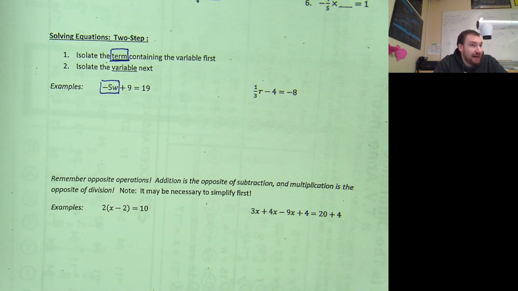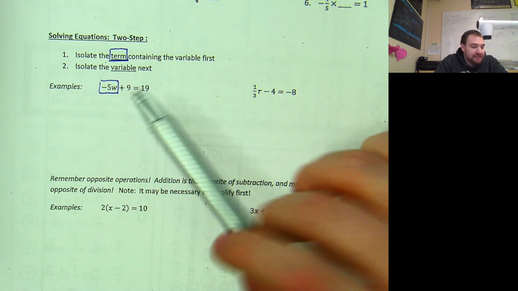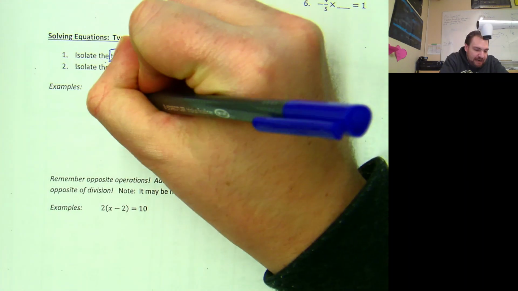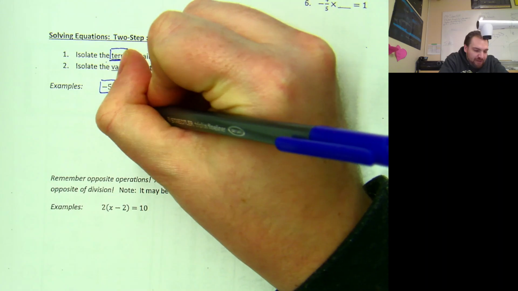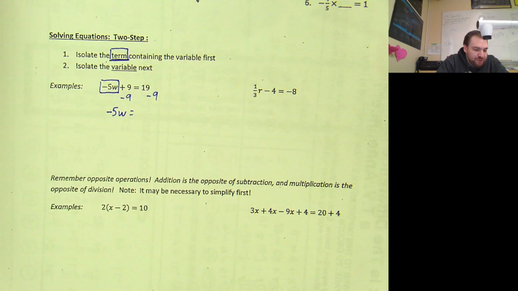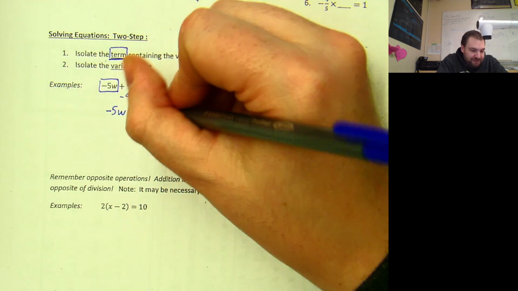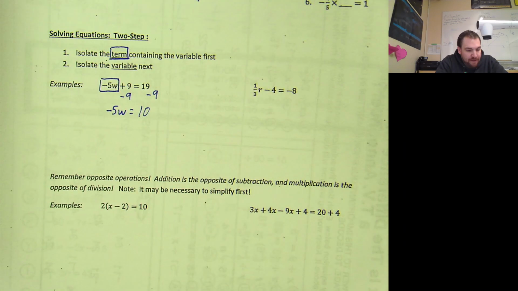Yeah, so we're going to subtract 9 on both sides of the equation. I have a positive 9 here, so I'm going to subtract 9 on both sides. So on the left-hand side, I'll be left with negative 5w equals what? Equals 10. So we've isolated the term.